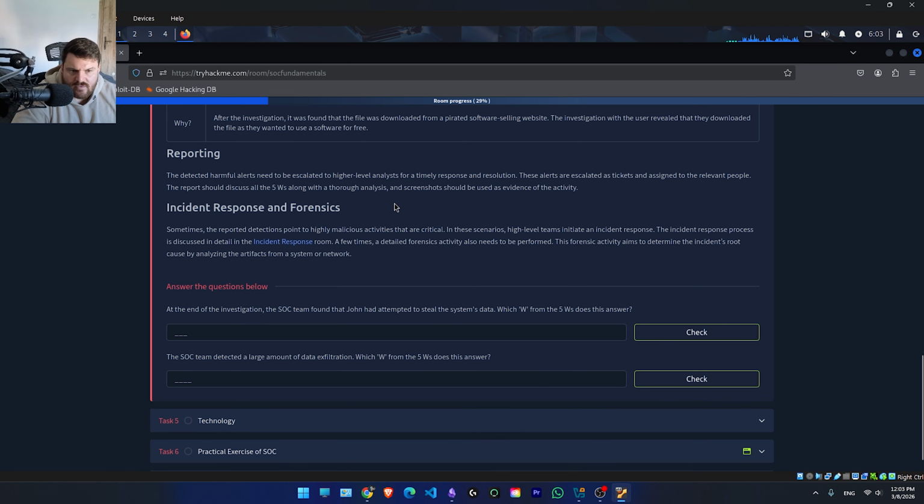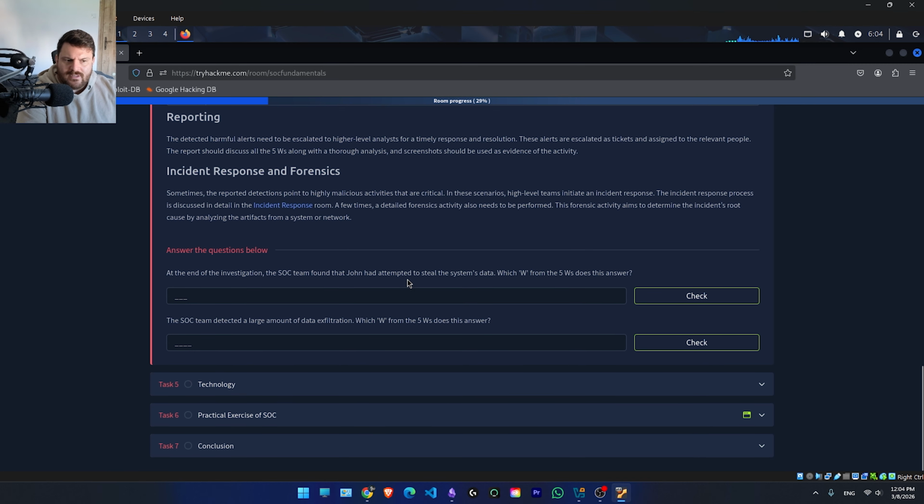Incident response and forensics. Sometimes the reported detections point to highly malicious activities that are critical. In these scenarios, high-level teams initiate an incident response. The incident response process is discussed in detail in the incident response room. A few times, a detailed forensics activity also needs to be performed. This forensic activity aims to determine the incident's root cause by analyzing the artifacts from a system or a network.